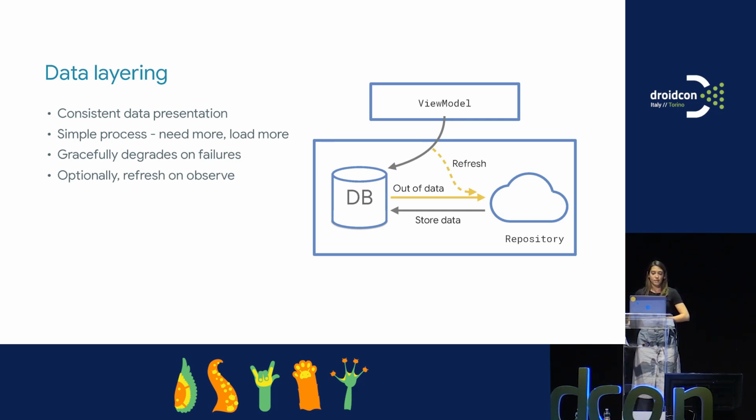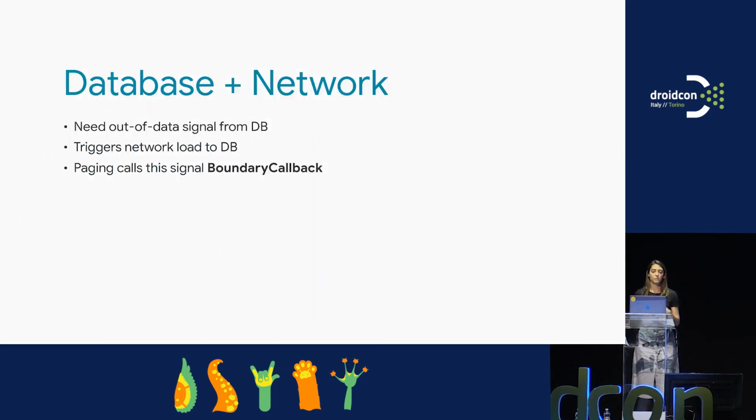So what does that mean? What are our needs in terms of the paging library? It means that we need an out-of-data signal from the database to know that, hey, I'm out of data, you need to load some more. So this means that we also need to trigger network loads to be saved in the database. To have this signal of I'm out of data, load some more data, the paging library came up with the boundary callback.